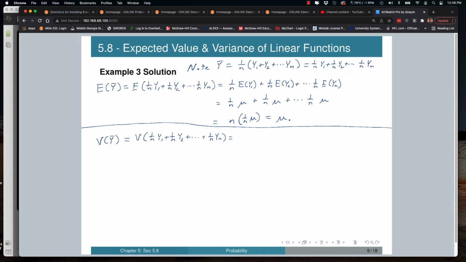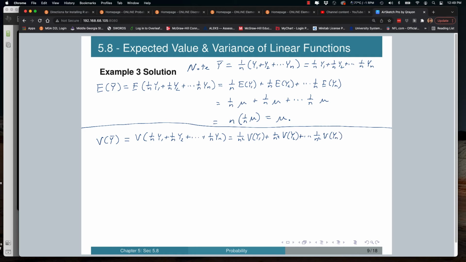And if we pull the 1 over n's, which are constants, out in front of each one of these things and expand the variance across the board, then it just becomes 1 over n squared times the variance of y sub 1 plus 1 over n squared times the variance of y sub 2 plus dot dot dot 1 over n squared times the variance of y sub n.